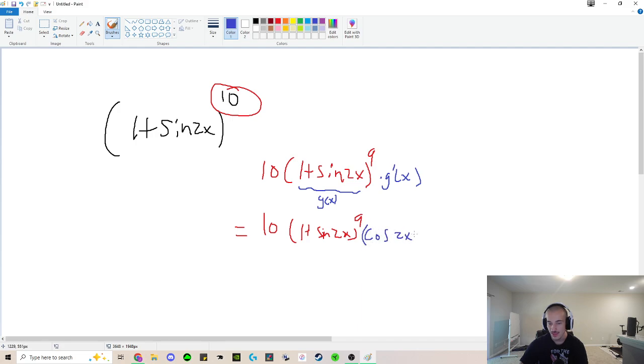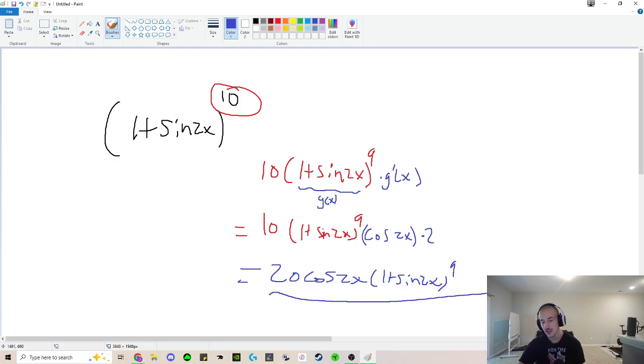and then what's the derivative of the inside, 2x? This is just going to be 2. So here our answer would be 20 times cosine 2x times 1 plus sine 2x to the 9th. This guy here would be our answer.